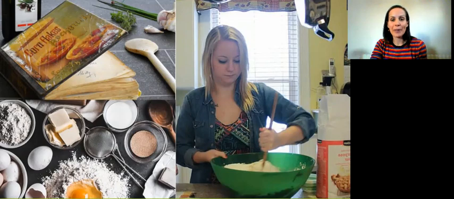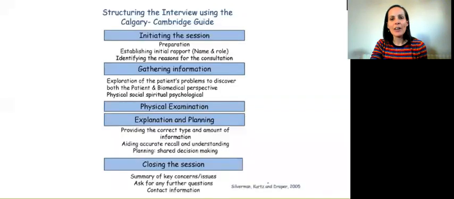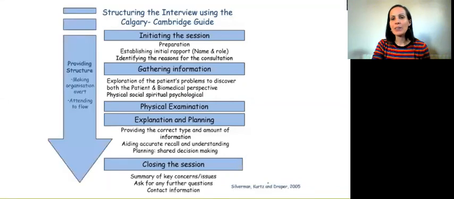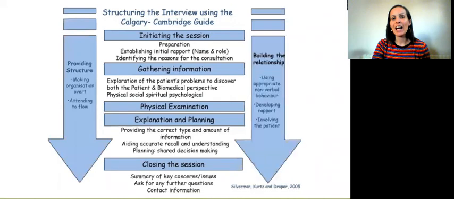So the Calgary Cambridge Guide is a framework that we use for the consultation to give us both the structure and the skills needed. It shows us how to start the consultation, gather information, do physical examination, do explanation and planning, and close the session, whilst building in structure and the relationship with the patient.